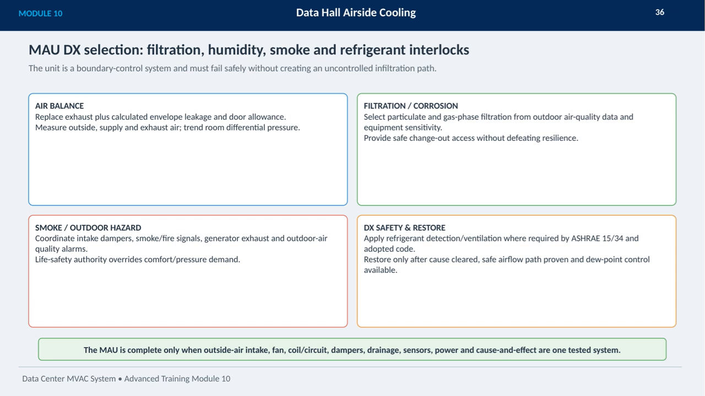For refrigerant safety, refrigerant detection and ventilation must comply with ASHRAE standards and local codes. Ensuring the system only restores operation once the cause is cleared, airflow is safe, and dew point is controlled. Ultimately, the MU is only complete when all components, outside air intake, fan, coil, dampers, drainage, sensors, power, and cause and effect controls, are fully integrated and tested as a single system.